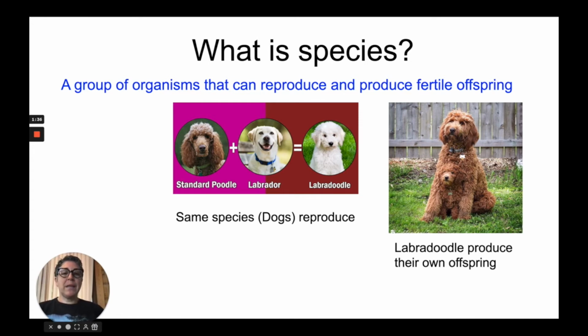If we go back and think about the horse and the donkey, which produce a mule, the mule cannot produce another mule. Mules are infertile, so that makes the horse and the donkey different species. And the same goes with the lion and the tiger.